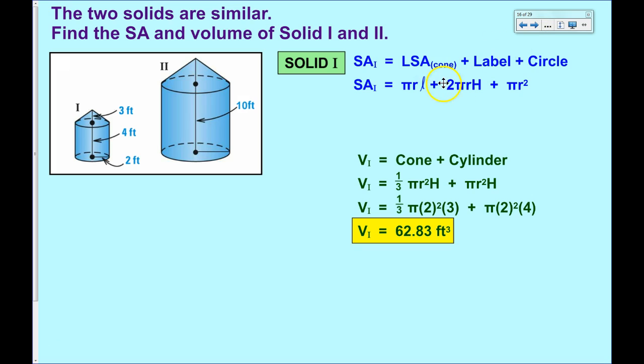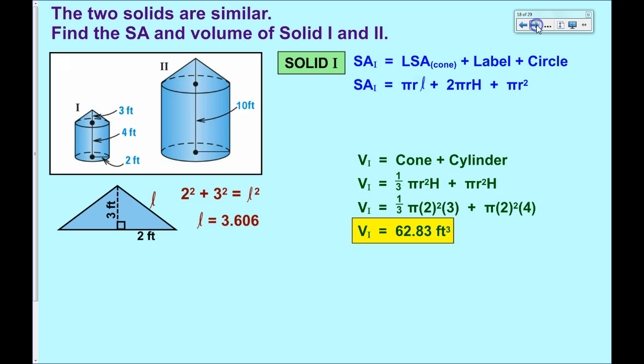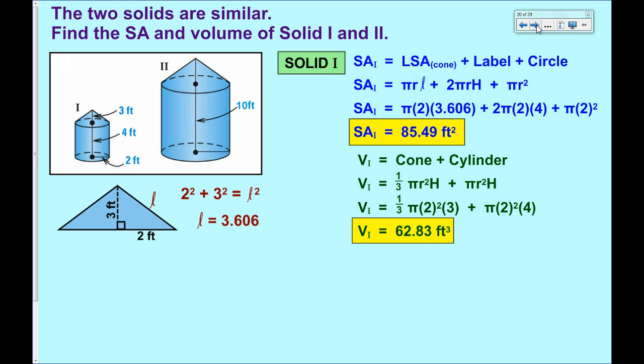To find the slant length, we're going to have to take a cross section of that cone and perform a little Pythagorean theorem on that. So 2 squared plus 3 squared equals L squared, which gives us a value of L of 3.606. That's an irrational number that I rounded, just FYI. But let's keep it in there and just go with it. Plug all the numbers in and get your surface area for solid number 1, just like so.